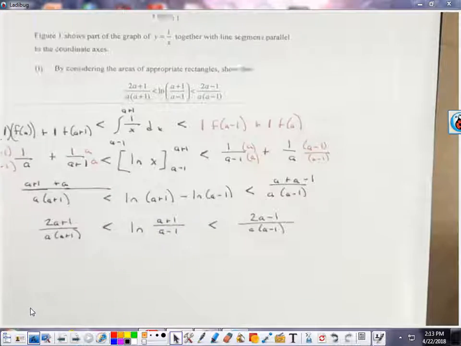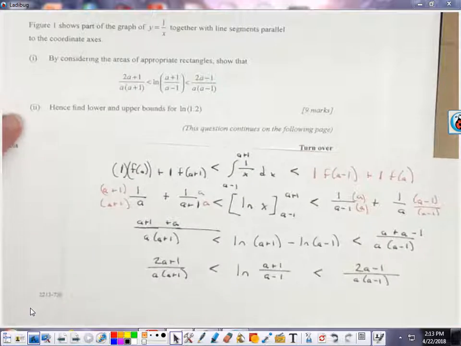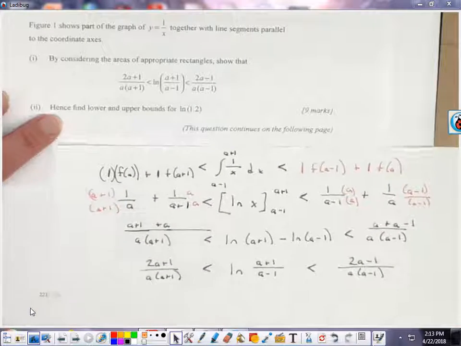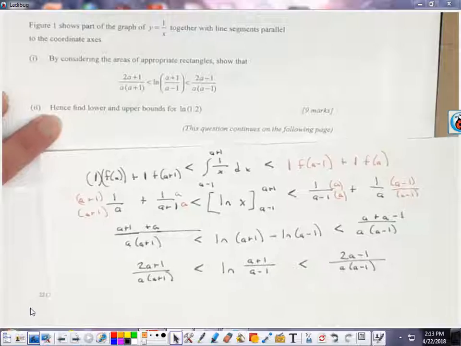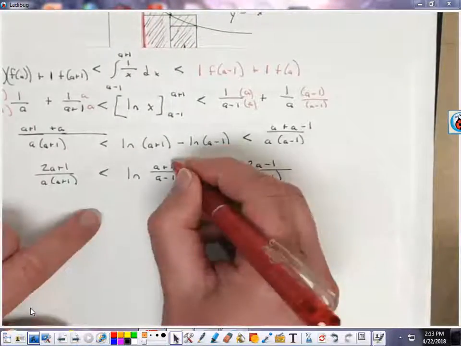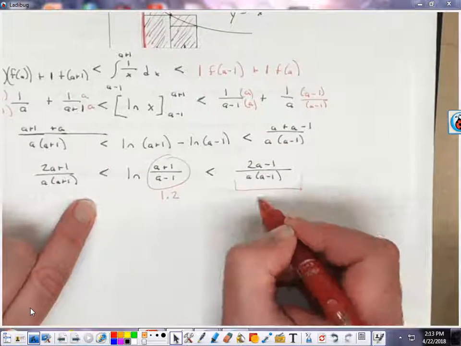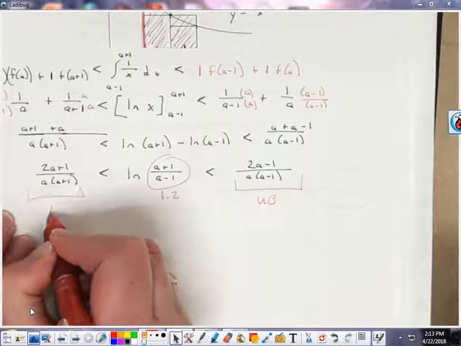And it does appear that I have shown what they wanted me to show. Okay, so that's the first part. Then it says, hence, using what I just did, find lower and upper bounds for ln of 1.2. Well, basically, this would be 1.2, then this could be an upper bound, and this could be a lower bound.